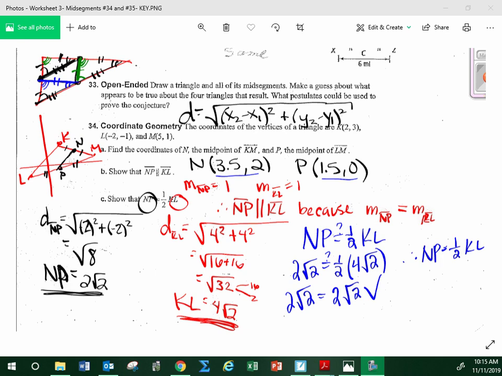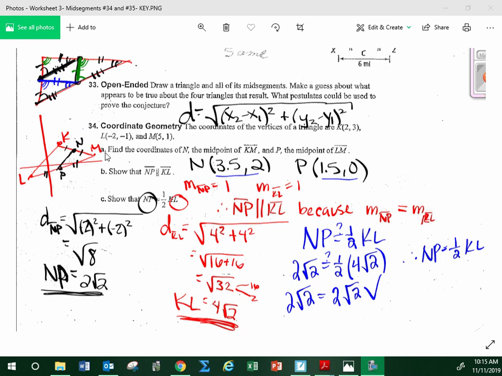A reminder, our triangle mid-segment theorem says that the mid-segment, so for this particular one, NP, is equal to half the length of this third side, and it's parallel to that third side. So they asked you to actually show it. We can't just simply say the triangle mid-segment theorem tells us that. We need to actually show this to be true.